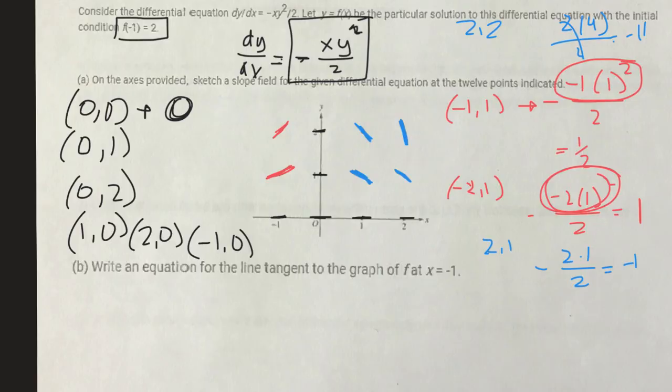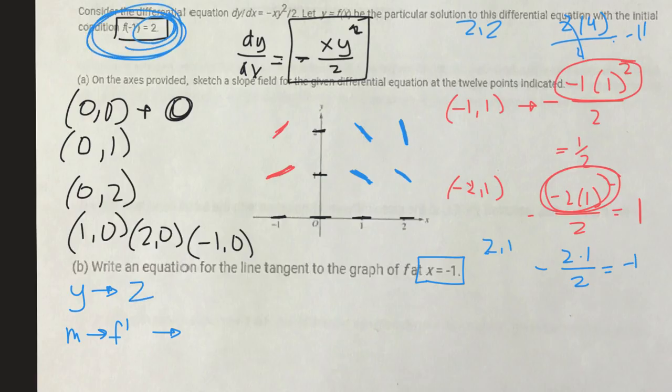Write an equation of the tangent line at x equals -1. So we need the y value, we need the slope at -1, and those are the two things we need to write the equation of a tangent line. So when x is -1, we're told that y was 2, right? That's up here in the initial condition, f of -1 equals 2. And then the slope when x equals -1, right? That's our dy dx value here at the point -1, 2, right? So that was this one.